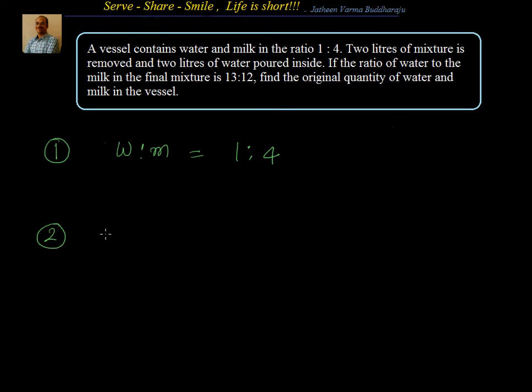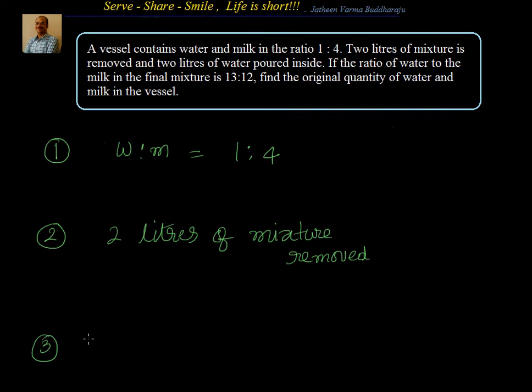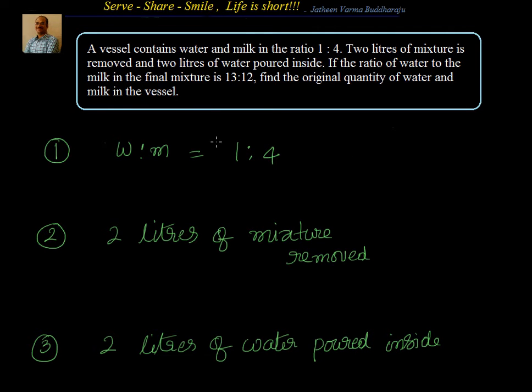Second step they told me is 2 liters of mixture is removed. And the third step is 2 liters of water poured inside. So these are the three things that happen, and we have been told that the final ratio is equal to 13/12. So let's do that one by one.